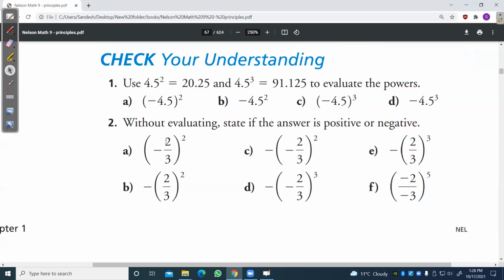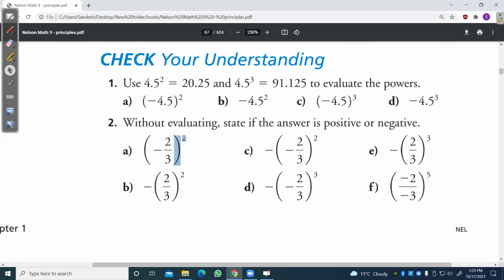Okay, let's look at A here. It says without evaluating, so we're just concerned with whether it's gonna be a positive number or a negative number. So -2/3 squared. Would that be positive or negative? It's positive. What about B? It's negative. You're getting a hold of this?